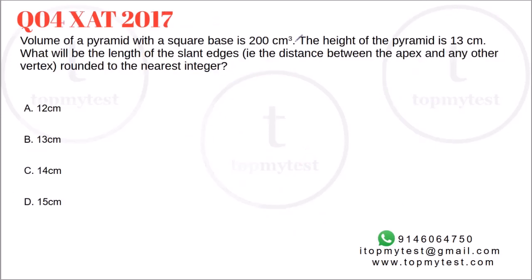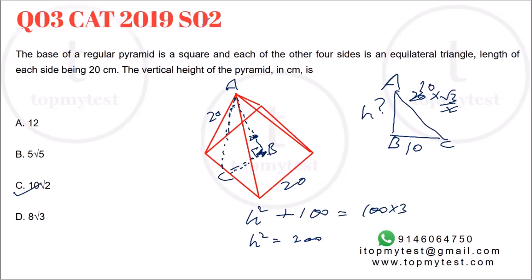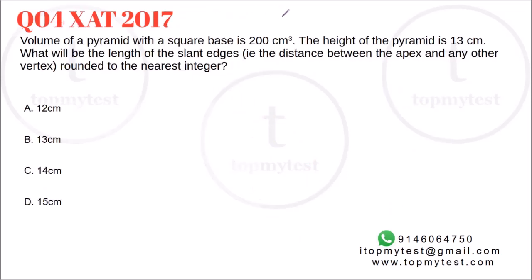The fourth question is very similar to the previous one. Now, this is from XAT 2017, this is from CAT 2019. We don't know which one copied from which. Right, I'm not saying anything. Let's see what this says. Volume of a pyramid with square base is 200 centimeter cube.